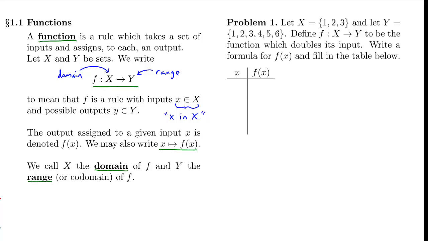Here we specify X to be the set containing 1, 2, and 3, and Y to be the set of 1 through 6. We define a function f which takes capital X as its input, that's its domain, and Y is its possible outputs, that's its range. The rule for f is that it doubles its inputs. Let's fill in a table of f and write its formula. If we take 1 as the input for f, then f outputs 2 times 1, f outputs 2. We write f of 1 equals 2. This can also be read as the output of 1 is 2.